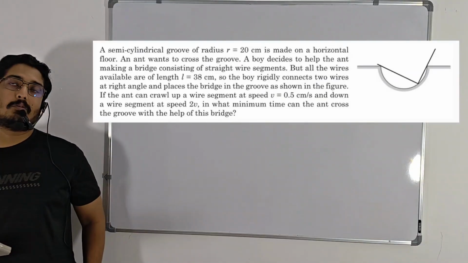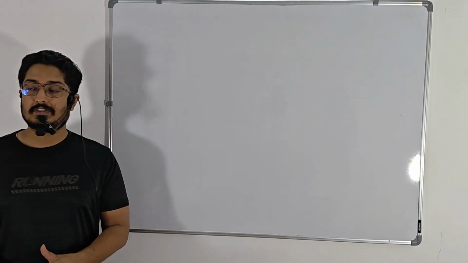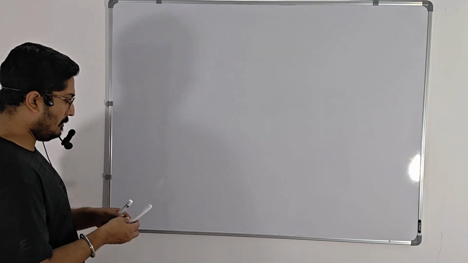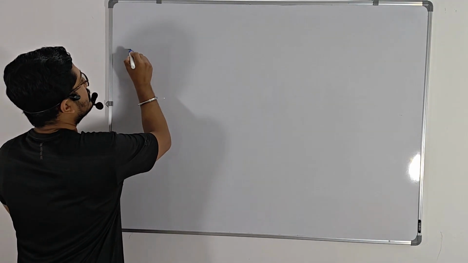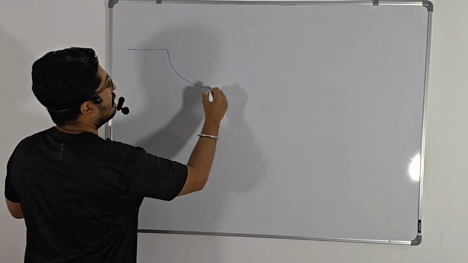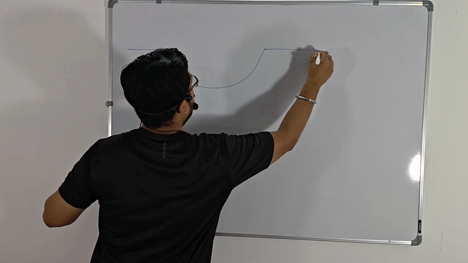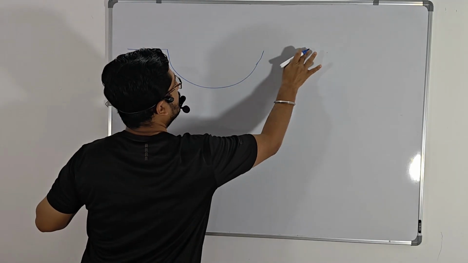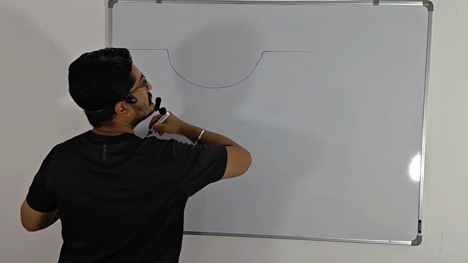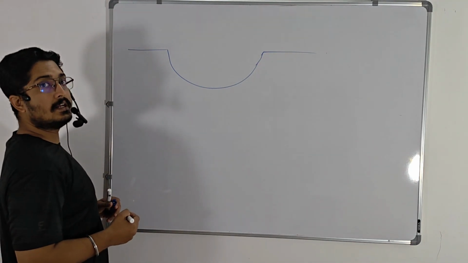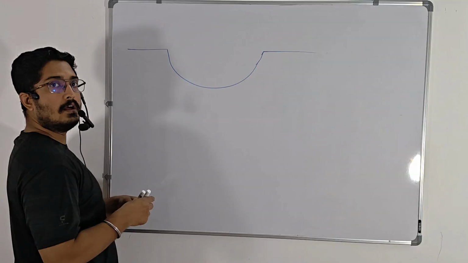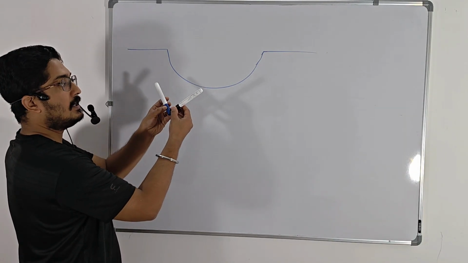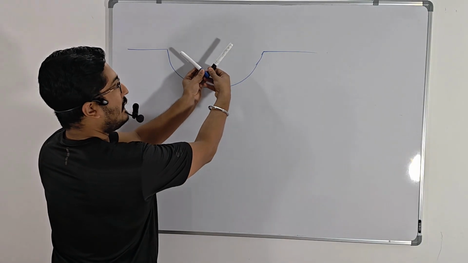That's the question. So the ant wants to cross the groove in the smallest possible time. So let's see, how can we approach this question? There is a groove first of all. Let's say this is the horizontal surface, and on it we have a groove like this. And the ant would like to cross the groove, from here to there. During this process, the ant has to take the least amount of time, but the student is helping here, right? The student is helping by putting two wire segments, each of 38 centimeters, connected to each other at right angles like this. So I would like to put this wire segment here.